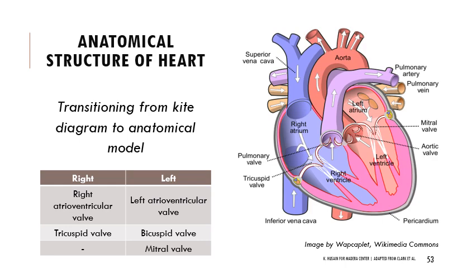On the left side, we have the left atrioventricular valve, which is called the bicuspid valve, and it's also actually called the mitral valve. So this looks very similar to the model that you'll see in lab.